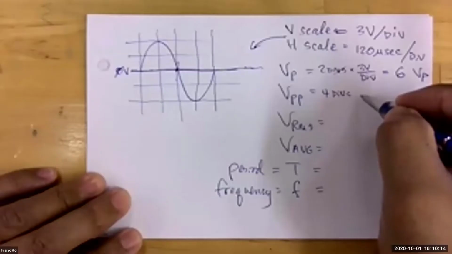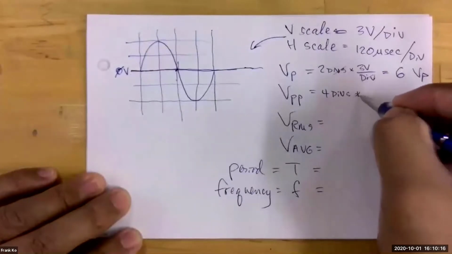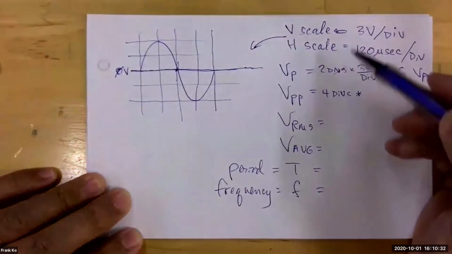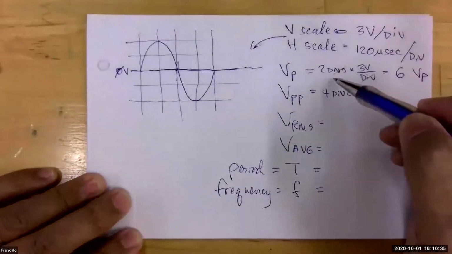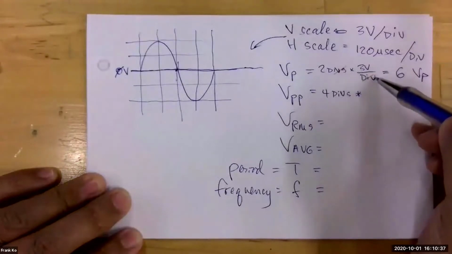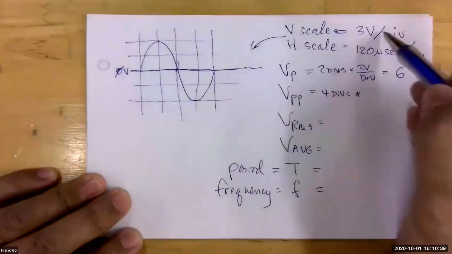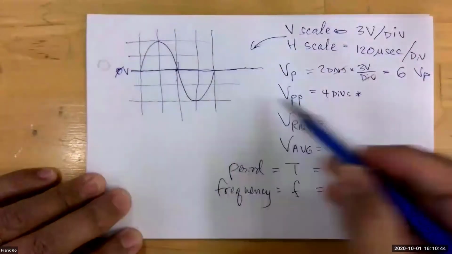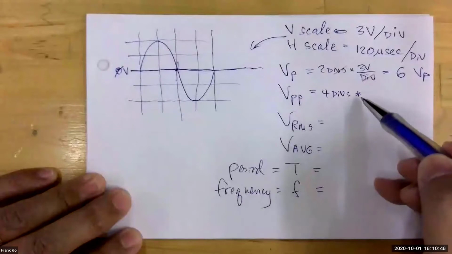Divide it. No, you multiply it by the... what is it? We're looking for VPP. Take a look at my diagram. And what did your classmate do before? She took 2 divisions and multiplied it by the 3 volts per division, which was our vertical scale. That's what she did. So you're taking 4 divisions. What are you going to do with those divisions? You're going to multiply it by what?